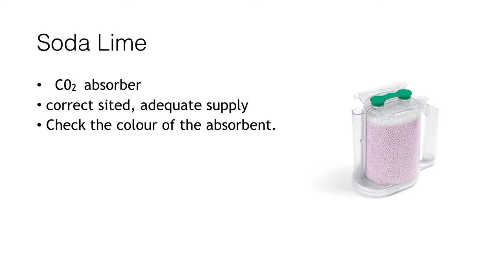Different indicators are used. A common indicator, for example, is ethyl violet, where the soda lime changes from white or colourless granules to purple granules when the soda lime is exhausted. Different indicators exist. It's important to check what indicator is used in your hospital and be aware of what colour the soda lime will be if the soda lime is exhausted and needs to be replaced before use.